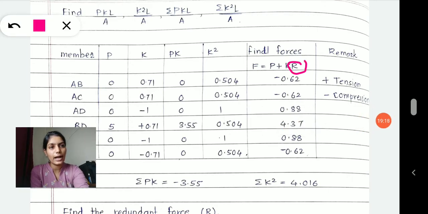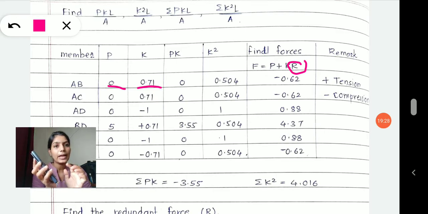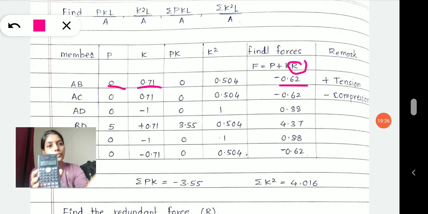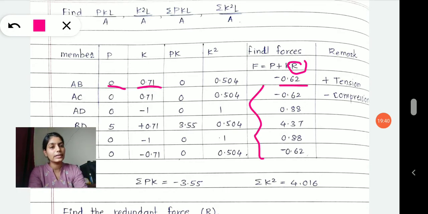Then the redundant force I have taken here in place of R. So see, here you have a P value 0, K value is 0.71, 0.71 multiply by R. R is 0.88. And R is negative here, therefore my final answer is 0.62 negative. Similarly, analyze each and every force here, and that is the final forces in your system. That's how you analyze the redundant forces.